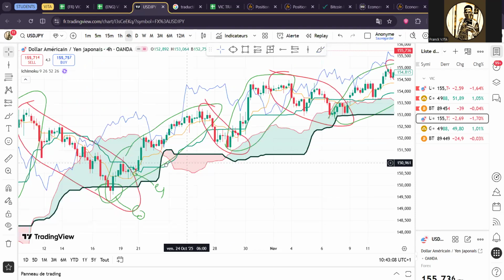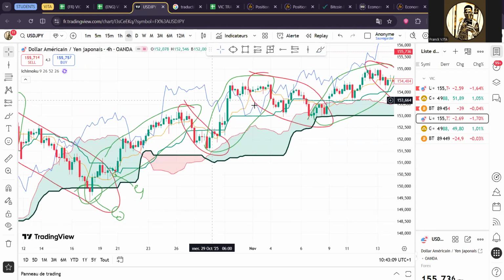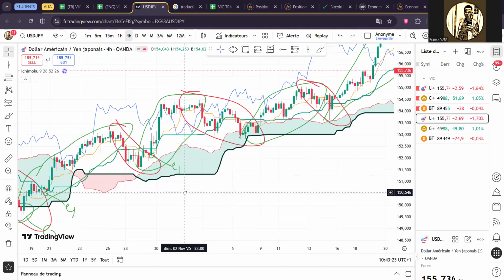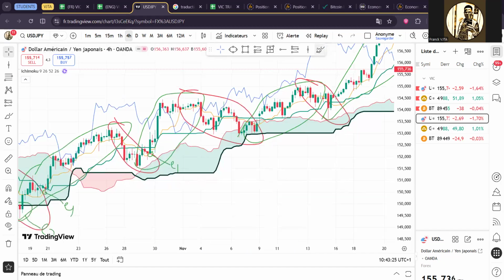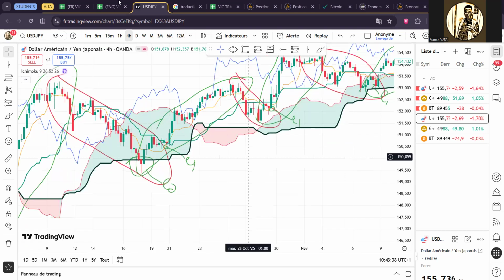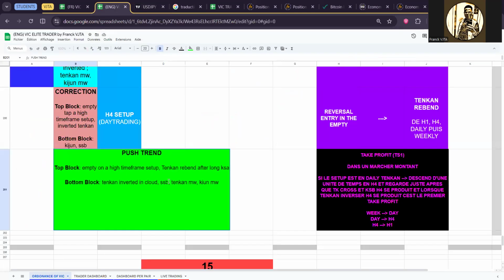Okay, so in this case, you have entry for this push trend on this inverted Tenkan, right? The entry number 1. That's the bottom point, right? For this case, you have somewhere inside the cloud SSB. So you have then the type of bottom, right?